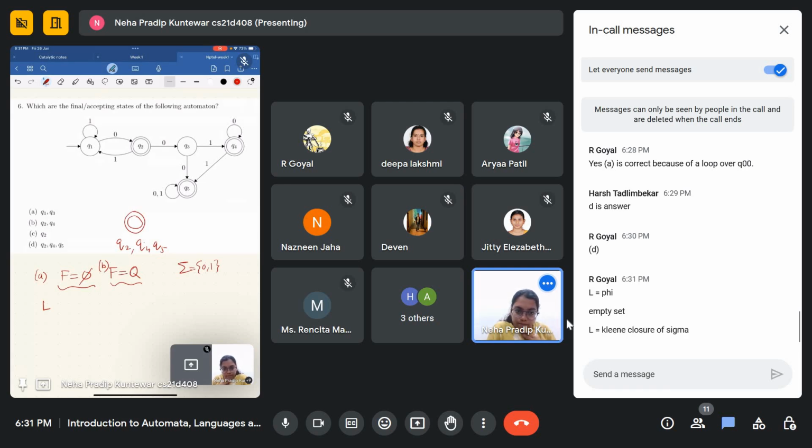Correct. Good. So, as some of you have answered, in this case the language of the automaton would be the empty set, because there's no final state, so it would not accept anything at all. And in this case, because everything is a final state, every string would be accepted. Hence, the language would be sigma star.